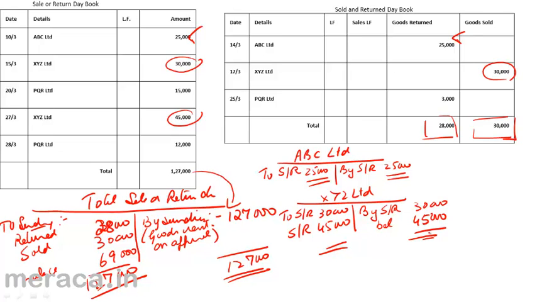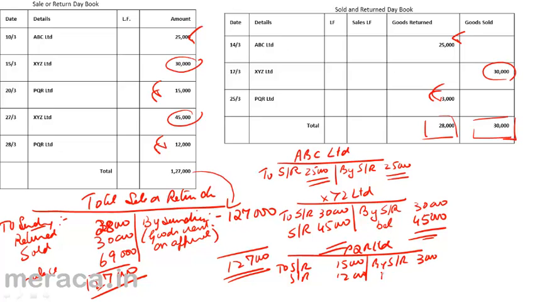There is one more customer, PQR Limited, who was sent goods on sale or return of an amount of 15,000 and 12,000. To sale or return 15,000, to sale or return 12,000. PQR Limited returned 3,000. So, by sale or return 3,000. Therefore, there is a balance of 24,000.